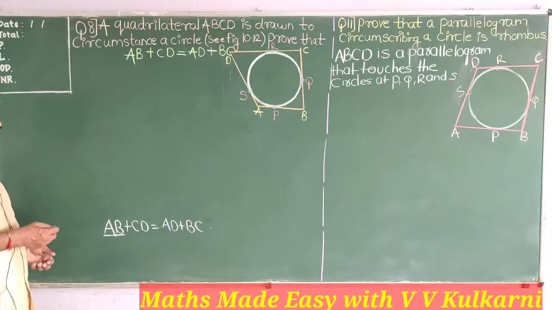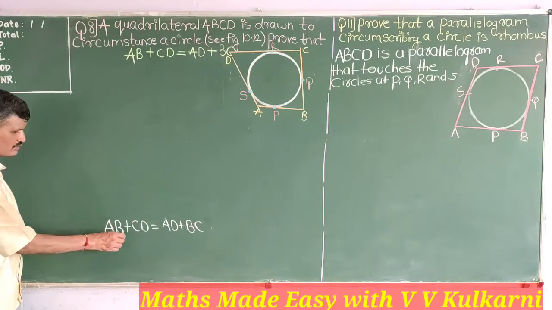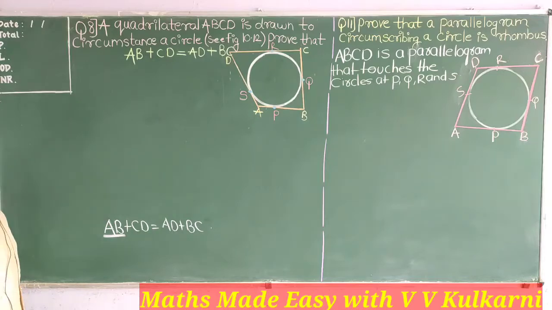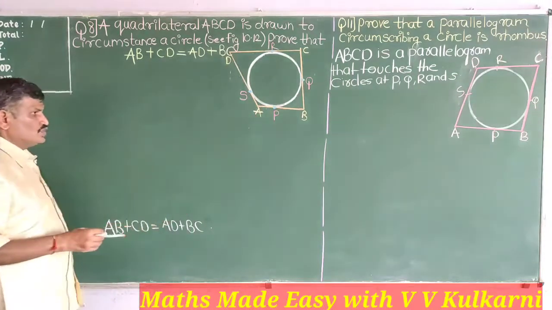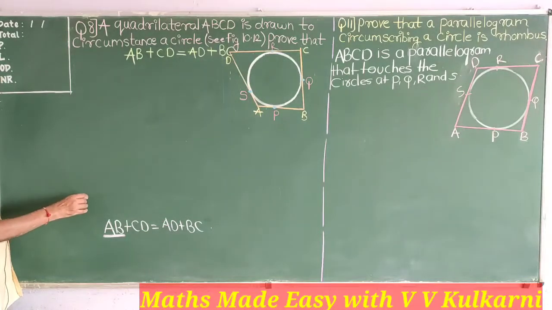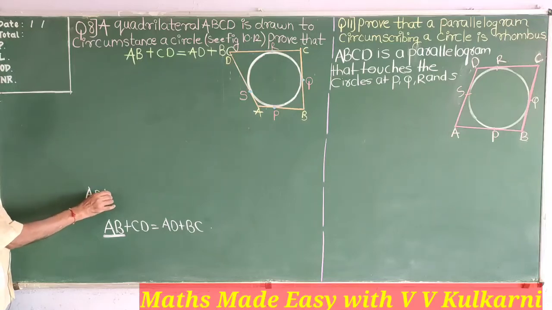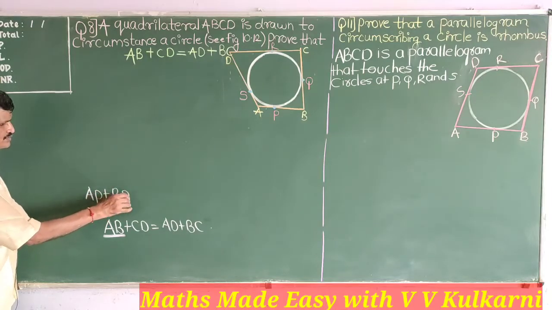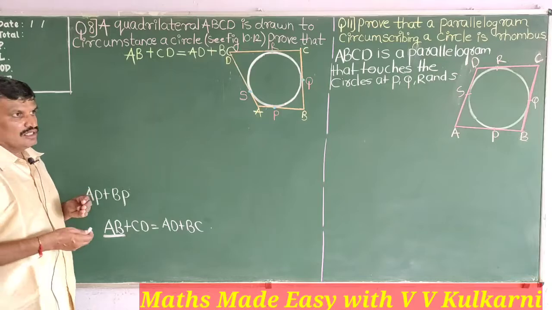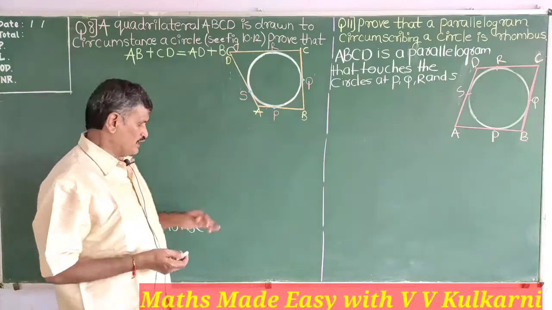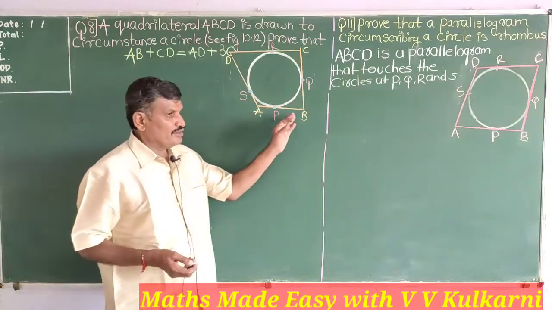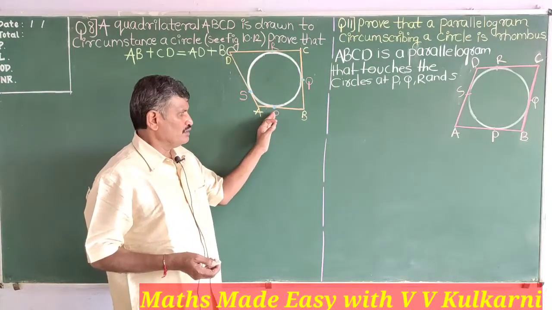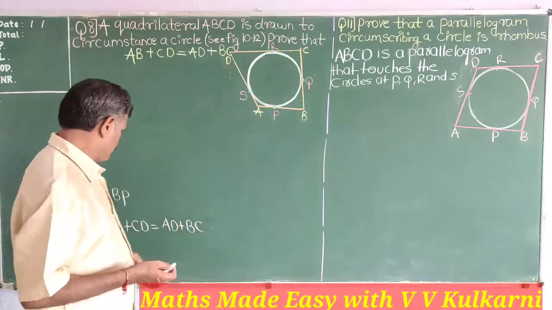So how to do it? Let me tell you the way of my thinking. I want AB, so what I need is AP plus BP. Try to understand the steps. On the left hand side I want AB, and AB is equal to AP plus PB.